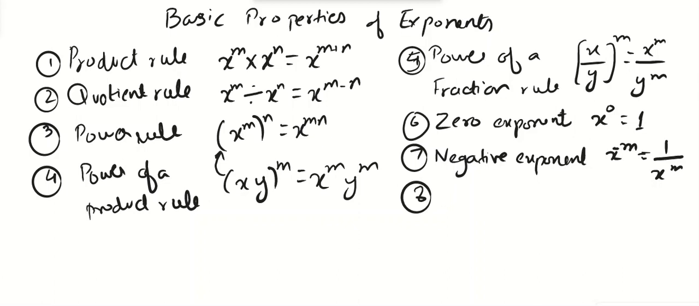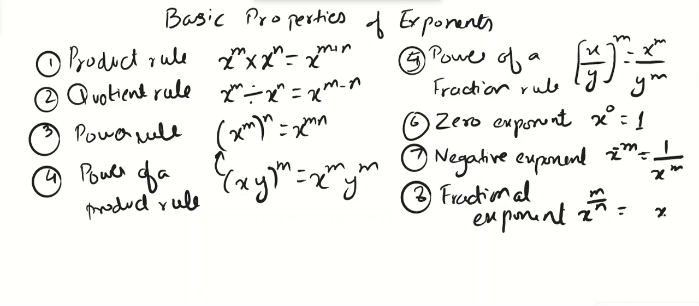Now the eighth property is the fractional exponent. It states that if we have a base x raised to a fractional exponent, for example m divided by n, we can write it as x raised to power m, and it has a root of n.